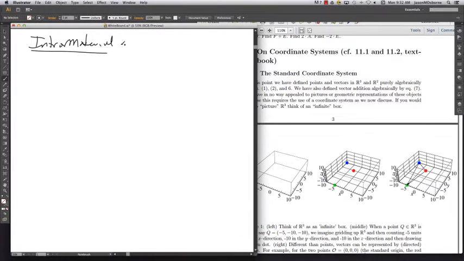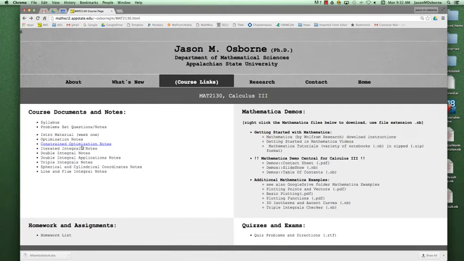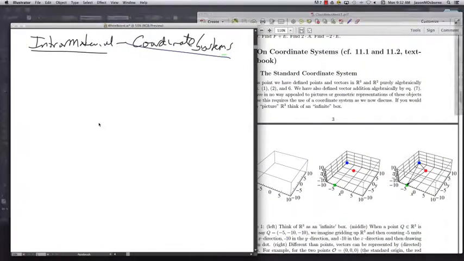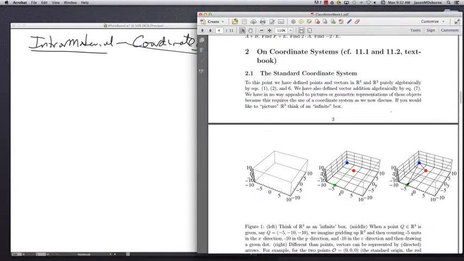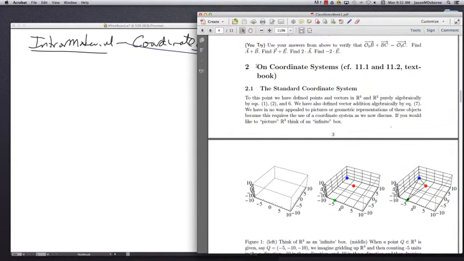In this video, we're going to look at intro material. We're going to look specifically at the section on coordinate systems. Okay, so from the website, we're looking at the intro material. Click on this file, and it will bring you to this document. And we are on the section on coordinate systems, which is related to section 11.1 and 11.2 from our textbook.